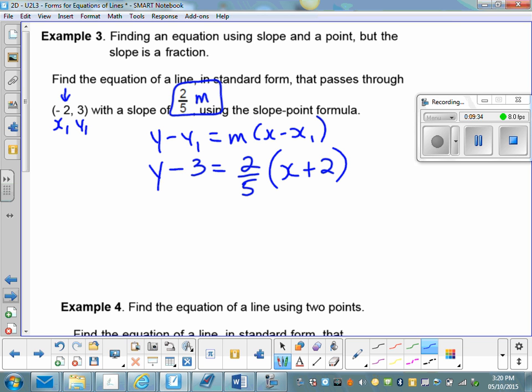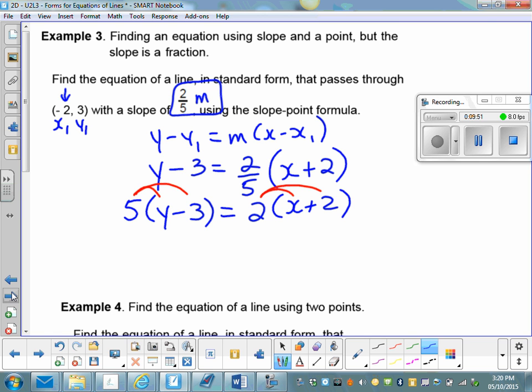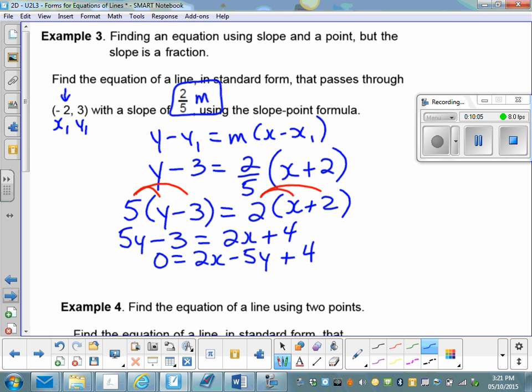All right? Now, I don't like the fraction here, so if I move the 5 to the other side of the equation, it changes from divide to multiply. So it's actually going to look like that. Now I need to use my distributive property to get rid of the brackets, and then I will collect the like terms and write it in standard form. So this is going to be 2x minus 5y plus 4 plus 3.